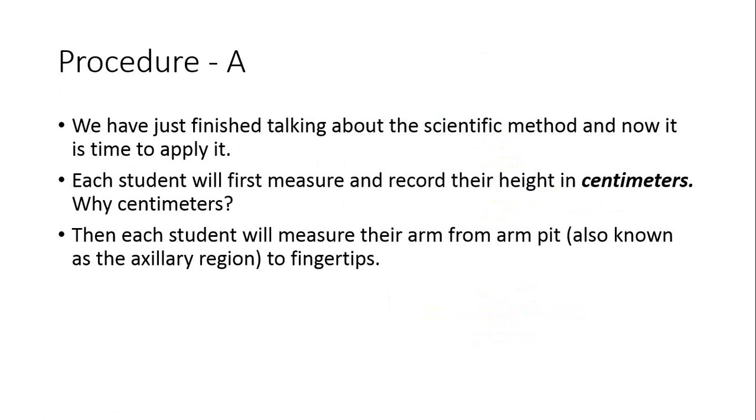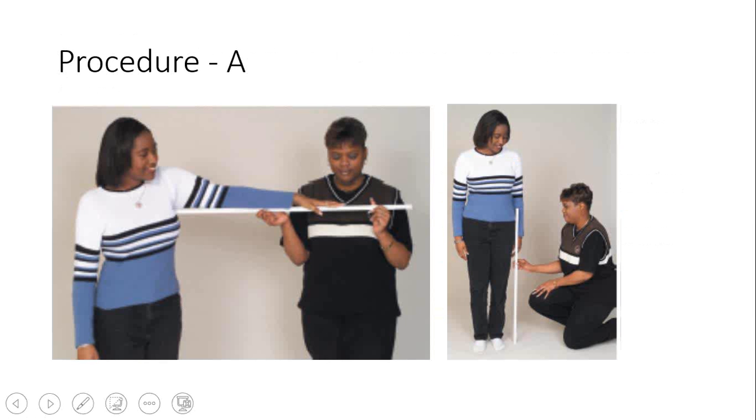So what you're going to do is find a partner, and you're going to measure your height, and then you're going to measure the length of your arm, basically from your armpit, also known as the axillary region, to your fingertips. Okay, that's going to be called the upper limb length, because your arm is your upper limb, right? So here's a picture from your textbook showing you basically how this is done.